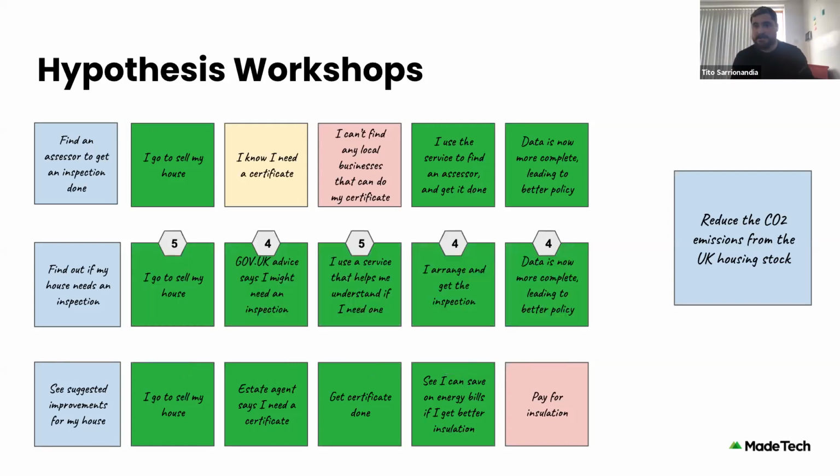This last one, though, is actually one of the simpler things that we have on our backlog. I go to sell my house. The Gov UK advice says I might need an inspection. I use a service that helps me understand whether I need one. I arrange and get the inspection done, and the data is now more complete, leading to better policy. These are all likely events.